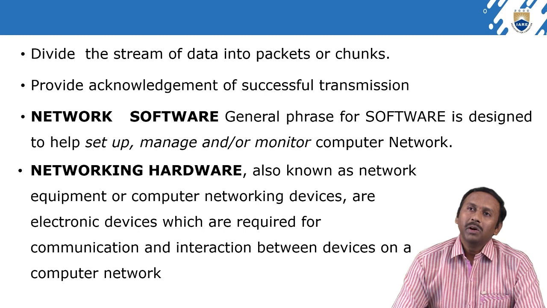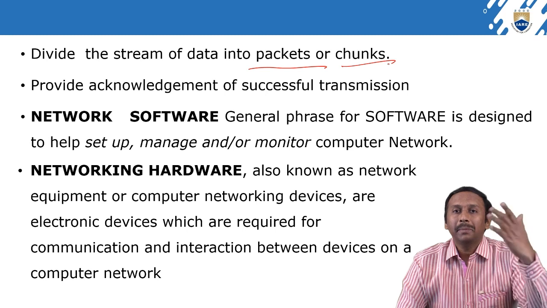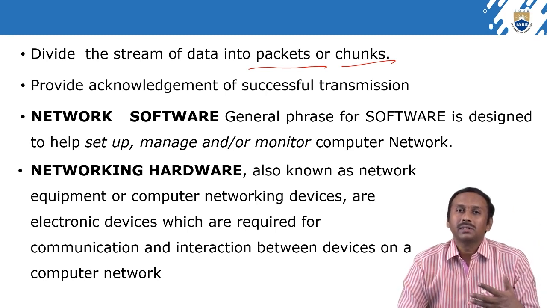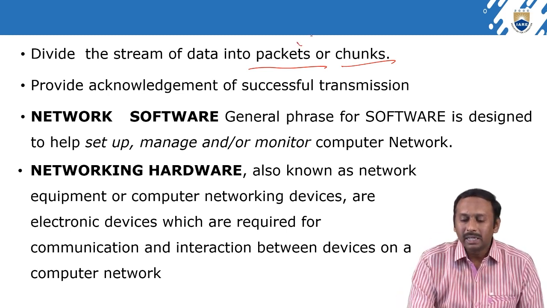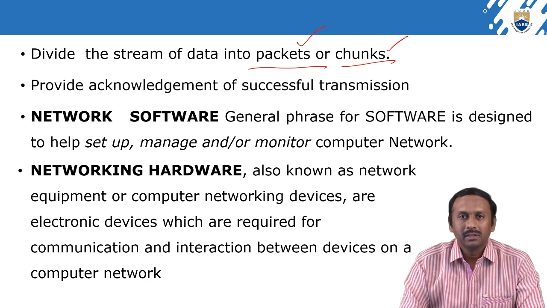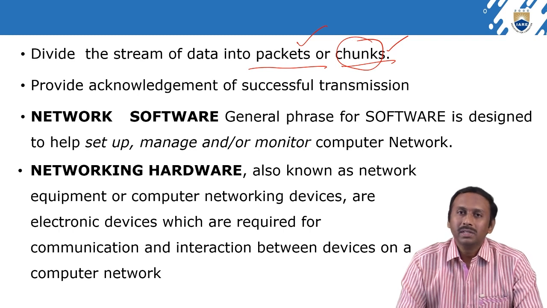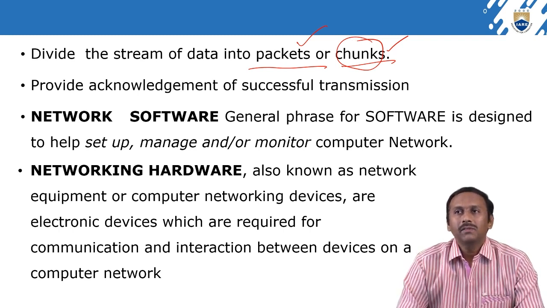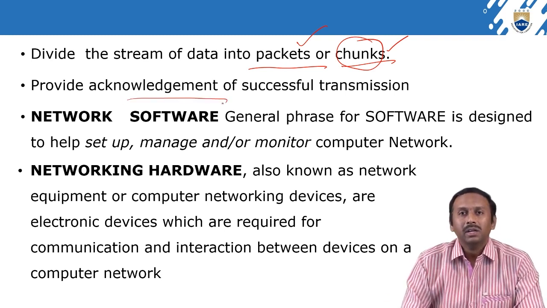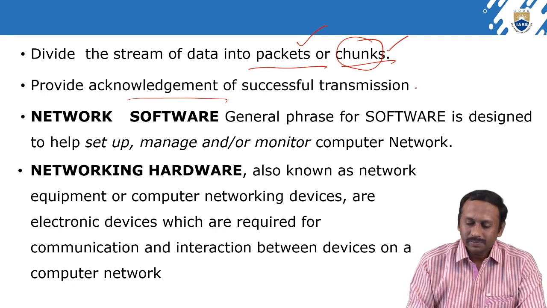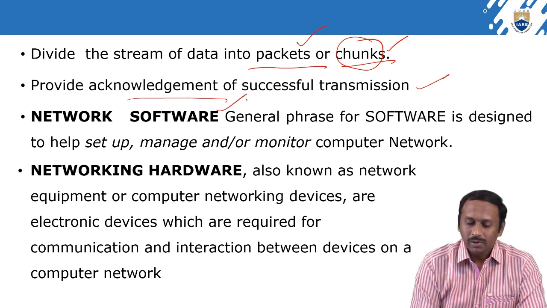It divides the stream of data into packets or chunks, right? If data is coming from the upper layer, that is segments, then it automatically divides the data segments into packets. So we can also call them chunks, right? Please remember the terminologies. We can call it a packet or chunks. And it provides the acknowledgement of successful transmission. So whichever data or packets are transmitted successfully, the acknowledgement is also transmitted to the source address. And network software.